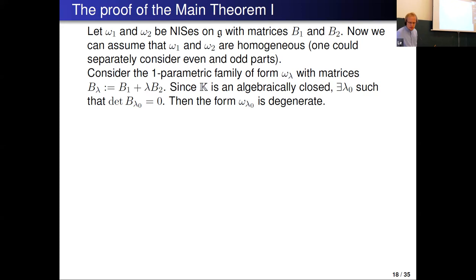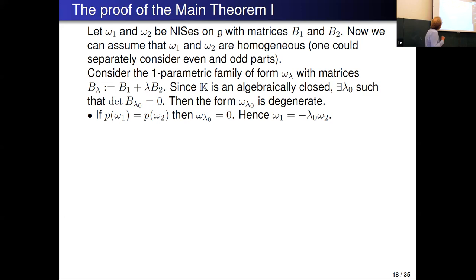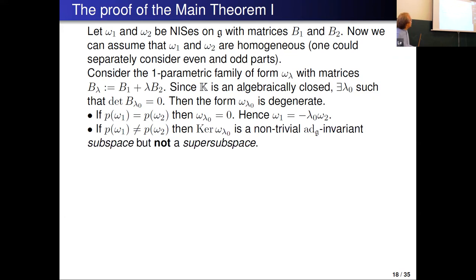And then we have the following options. If the parity of the two forms is the same, then one is just a scalar multiple of the other. If the parity is not the same, then we have some non-trivial kernel of this form, and it's an invariant subspace, because again, it follows from the invariance of our bilinear forms. But it's just a subspace, not a proper subspace, so it lies in a straight way.